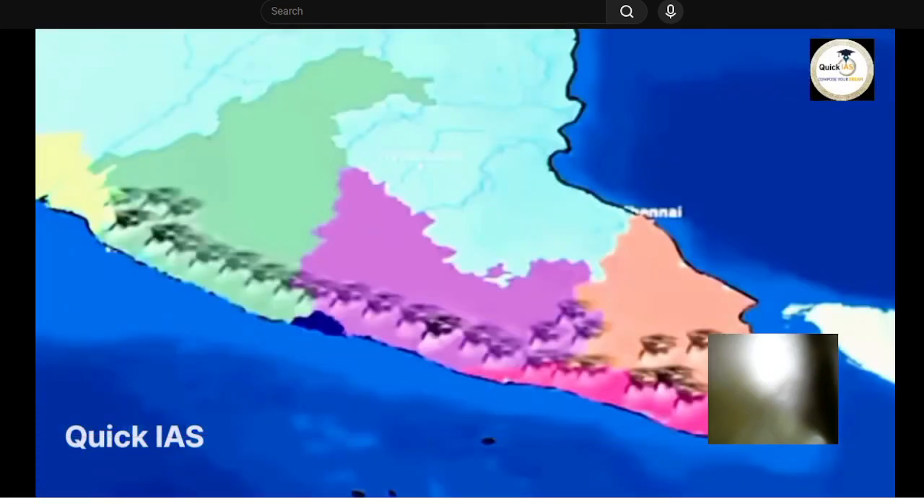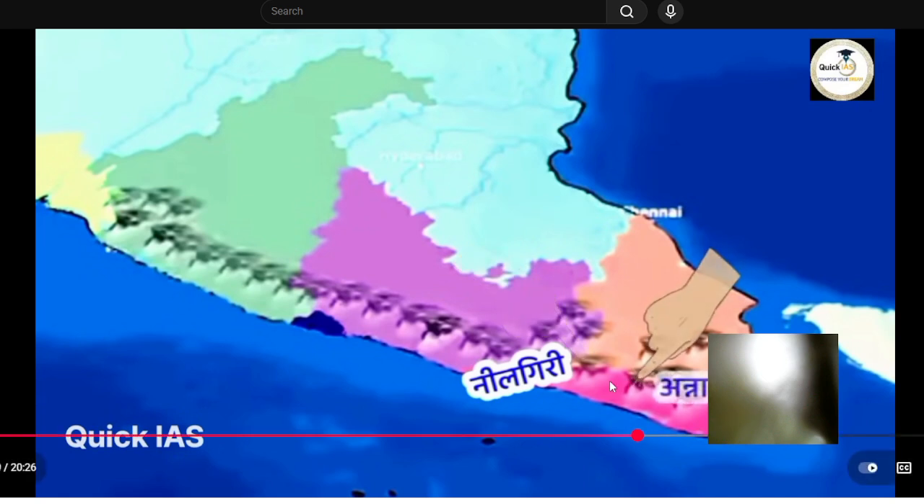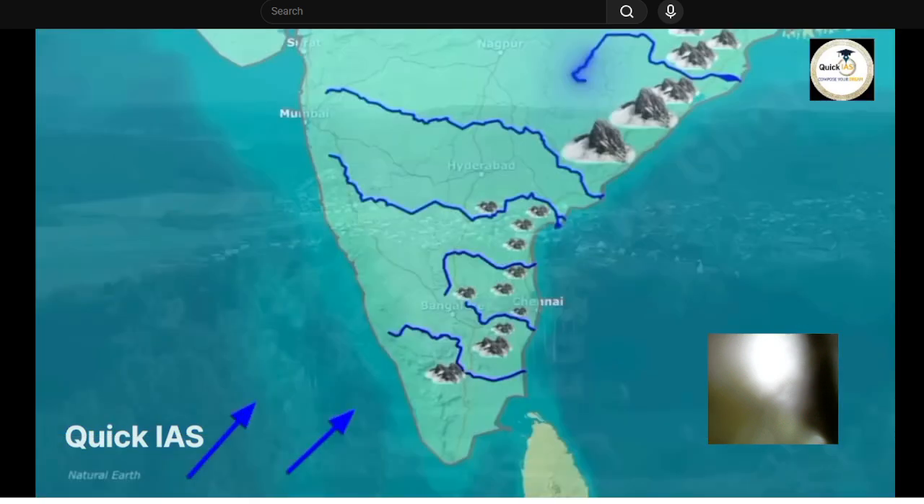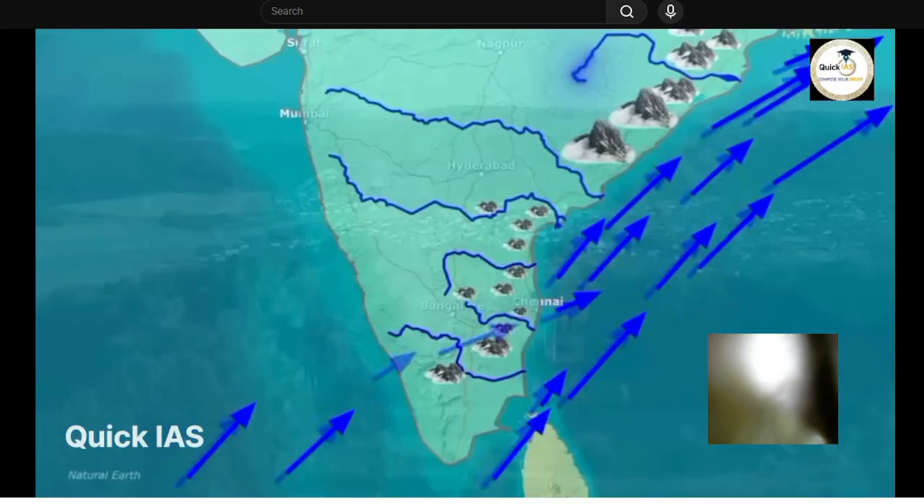Here are the Nilgiri Hills and the Annamalai Mountains. In between lies the Palghat Pass. The southwest monsoon hits the Nilgiri Hills and flows through the Palghat Pass. This branch originates from what is called the Bay of Bengal branch. The Bay of Bengal branch runs parallel to the eastern Ghats, preventing rainfall in Tamil Nadu.